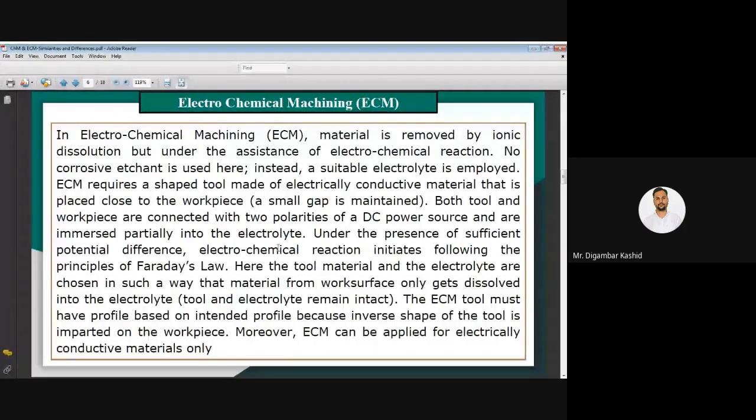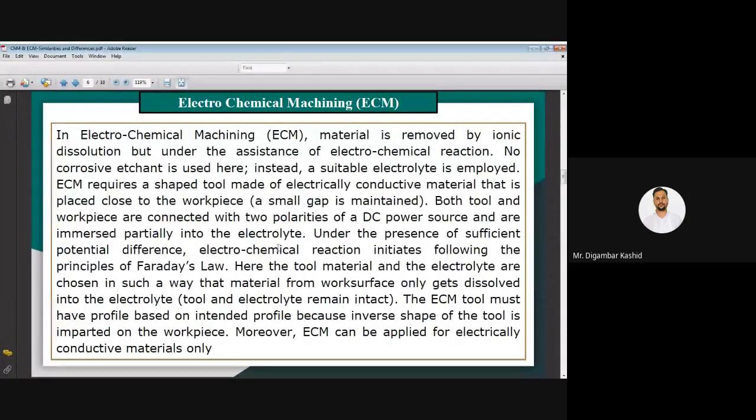And this electrochemical machining, ECM, requires a shaped tool made up of electrically conductive metal, and that is placed close to your workpiece. Here also we have to maintain a small gap. Both your tool and your workpiece are connected with the two polarities of the DC power supply. That means your tool will act as cathode and your workpiece will act as an anode. Both the workpiece and your tool are immersed partially into your electrolyte.